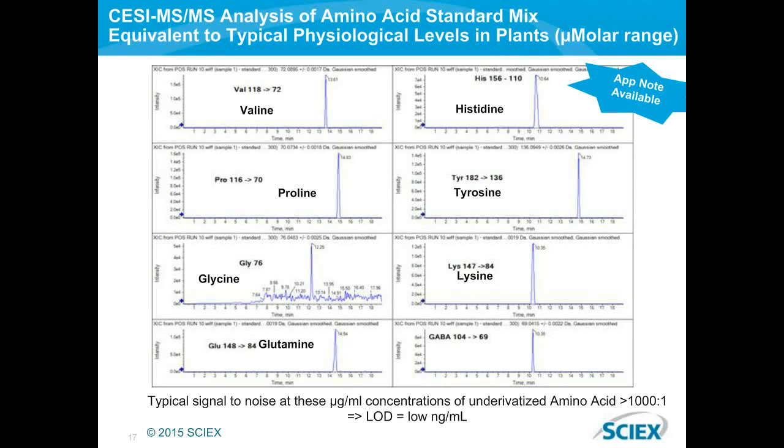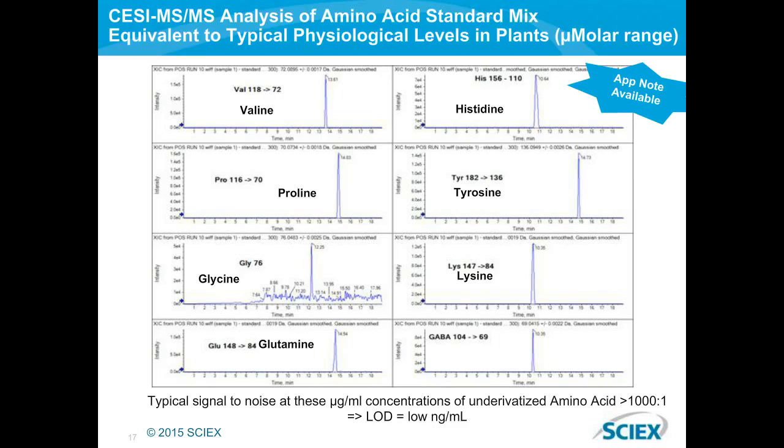And here you see some of the data. This was based on the standard provided to me by the customer, and these are the levels he expected to see in his plant extracts. Here you see a series of amino acids, all underivatized, separated in, I think, about 20 minutes of runtime, for separation of underivatized amino acids by CE-MS.